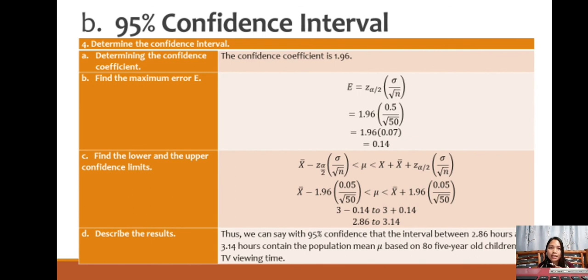So 2.86 to 3.14. As you can see, this is from 3, the mean, minus the error, 0.14, that is 2.86, and 3, the mean, plus the error, 0.14, that is 3.14. Thus, we can say with 95% confidence, the interval between 2.86 hours and 3.14 hours contains the population parameter based on 50 5-year-old children's TV viewing time.